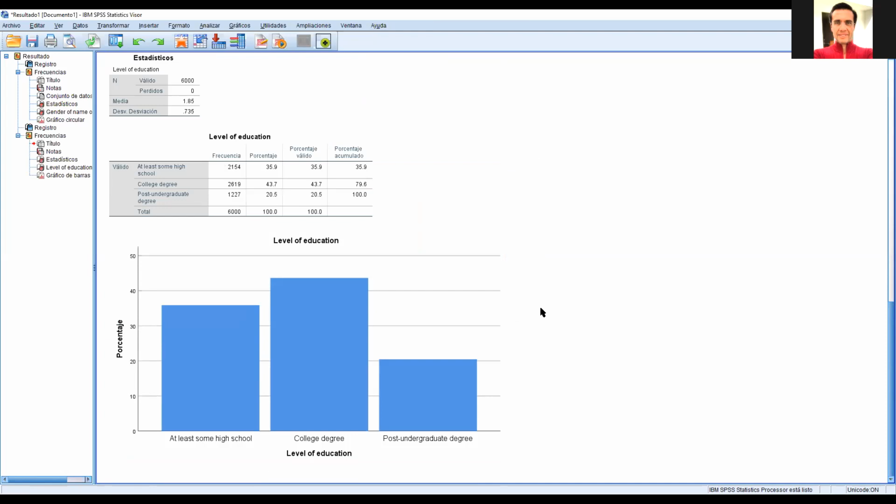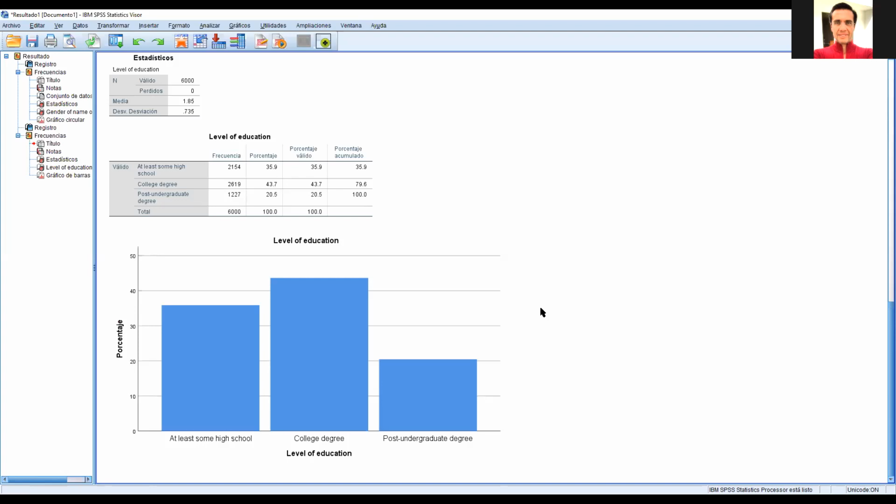And hopefully you are looking at the same graphic. Are you looking at mine, the one that says at least some high school, college degree, post undergraduate degree? Yes. Okay. Who can tell me which is the percentage of people that has post undergraduate degree? 20.5%. Exactly, 20.5. That's correct. That is the least people, okay?